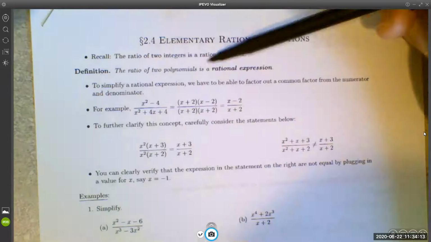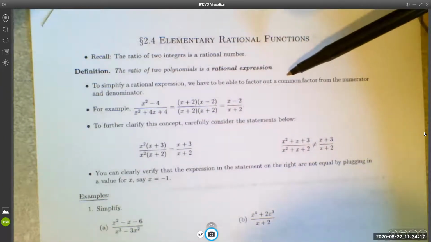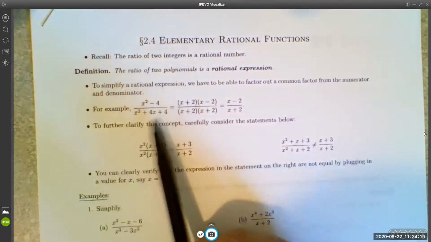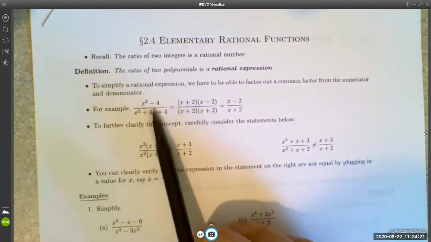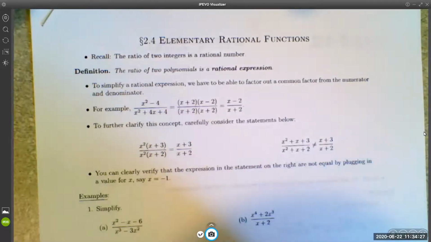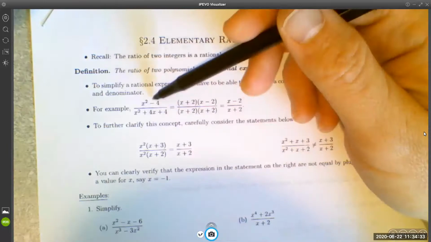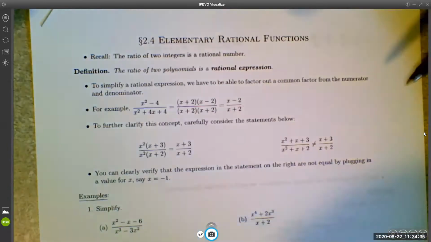To simplify a rational expression, we have to be able to factor out a common factor in the numerator and denominator. For example, if we were dealing with this function (x squared minus 4) over (x squared plus 4x plus 4), and we wanted to simplify it, one mistake that students often make is they start to cross off things like crazy. They want to cross off the x squareds, they want to cross off the 4s, and it just doesn't work that way.